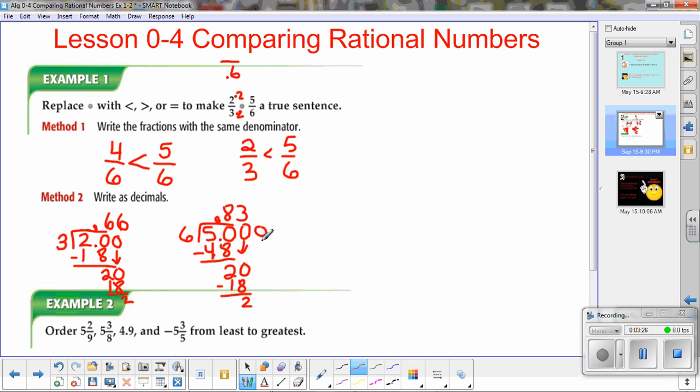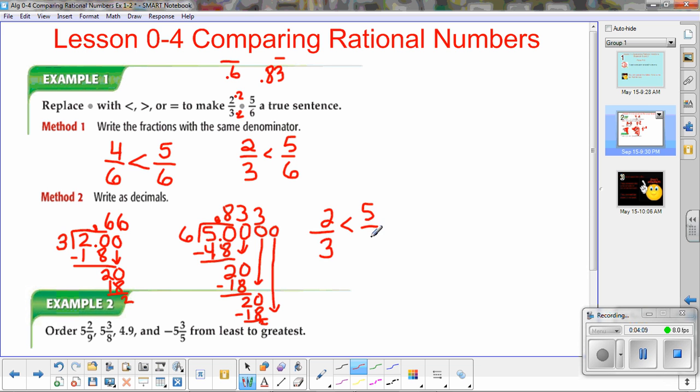Add another 0. Bring it down. 6 goes into 20 3 times. 3 times 6 is 18. Subtract, you get 2. And then you'll notice that you end up with the same remainder at this point. So it's going to be 0.83 repeating. Now when you compare the decimals, in the first place after the decimal point, we have a 6 and then we have an 8. The 6 is smaller than 8. So it's going to be 2/3 is less than 5/6.